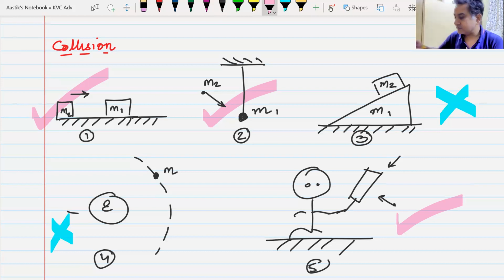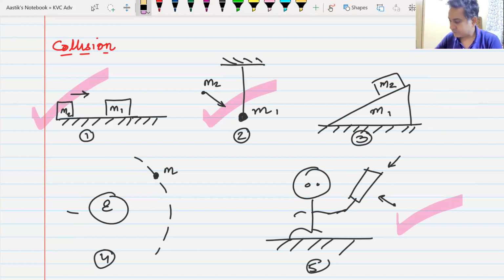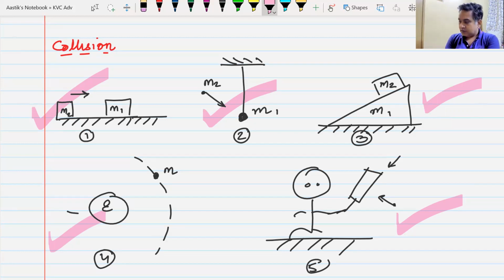All of them are collisions. Actually, all of them are collisions. What do you mean by a collision then? Surprised, no? All of them are collisions. They may be thought of as different kinds of collisions, but all of them are collisions. So what is a collision?